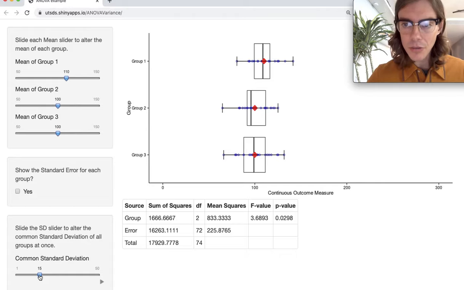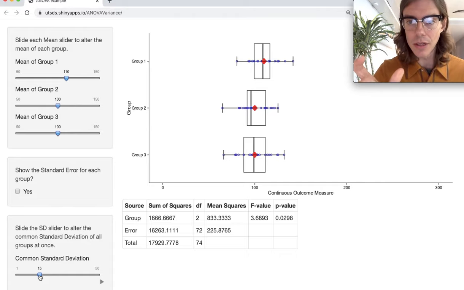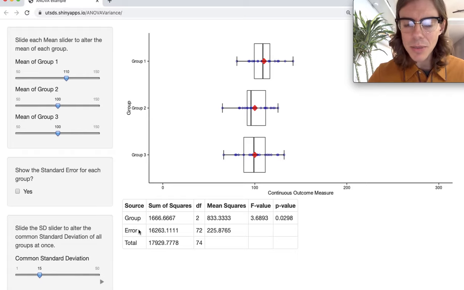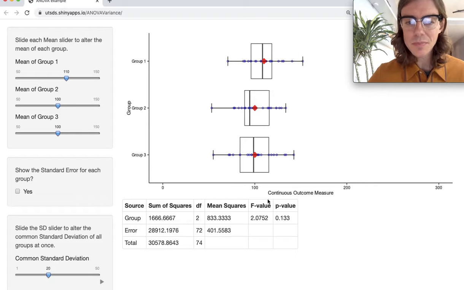But watch what happens if we crank up the error. If we crank up what I typically call sum of squares within groups, but it's the same thing, it's just the error. If we crank this up to like 20, watch what happens. These groups got more spread out. And that spread caused there to be a bigger within group sum of squares, which leads to a bigger mean square error, or a bigger mean square within. That's the denominator of your F statistic. So if that thing gets big, your F's going to get small.